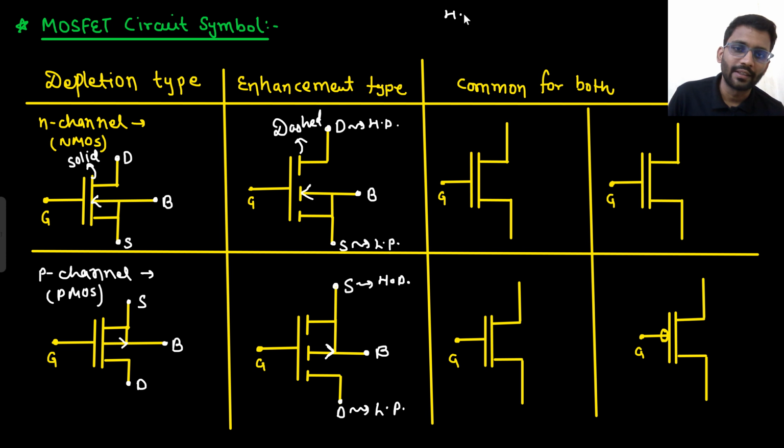So I am also writing the shortcut, HP, higher potential. And what do you mean by LP? Lower potential.